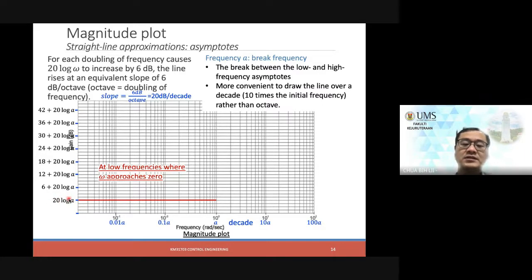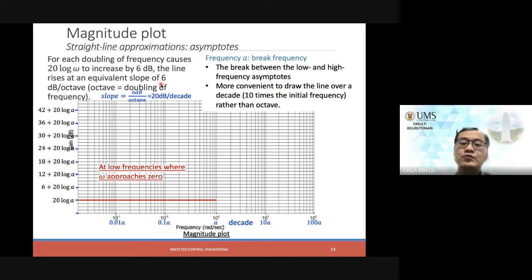So in the exam or whatever, you may put 0, 20 log A and so on. So you start somewhere here. Just draw a straight line. This is an approximation. And we would say this A itself, the frequency at A, is the break frequency. We call that the break frequency, the break between the low and the high frequency asymptote.